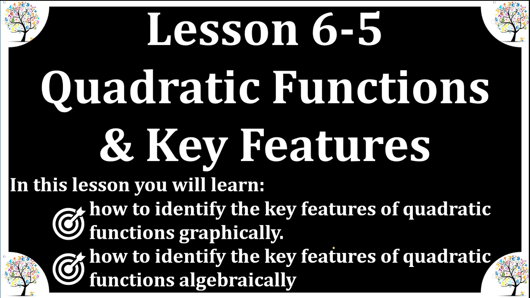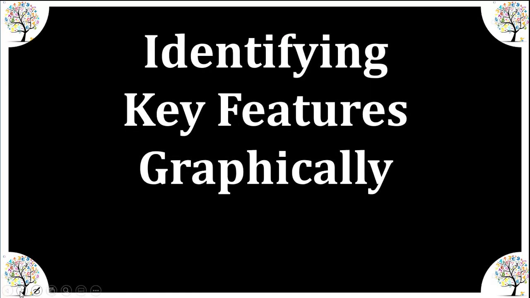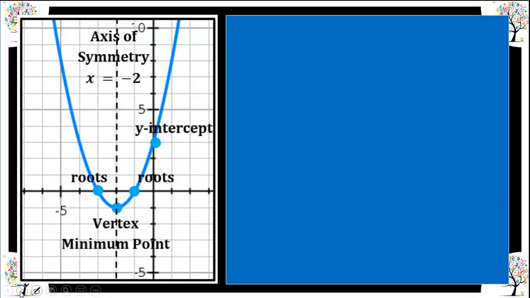In this lesson, we're going to learn about quadratic functions as a graph and as an equation and how to identify the key features. So let's first look at the key features graphically. So here we have a quadratic function. The graph is called a parabola, and let's look at all the components.